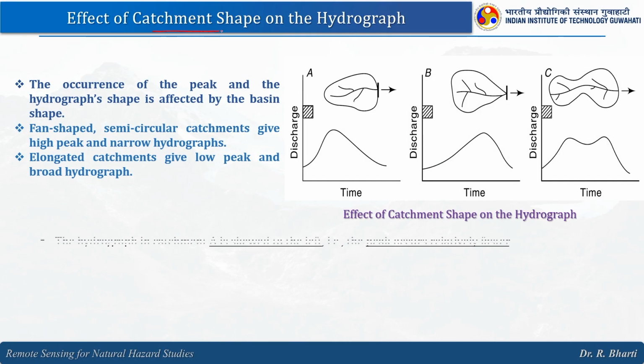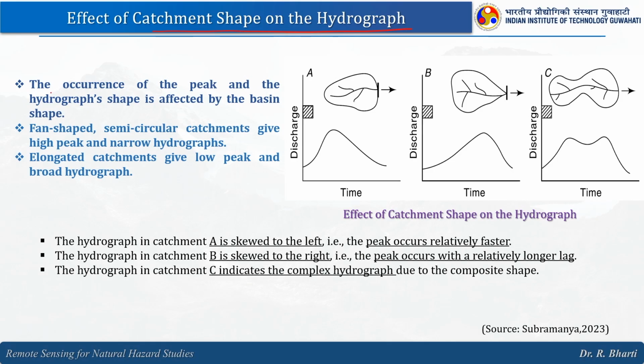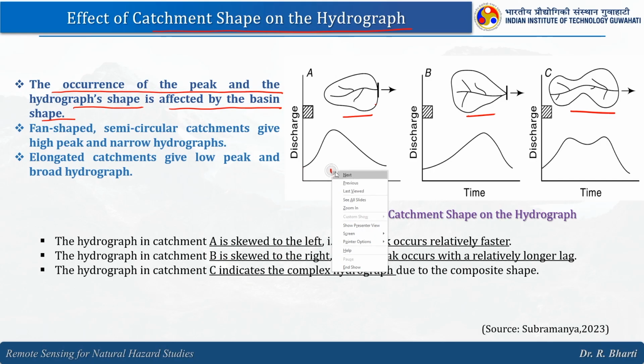Now, the effect of catchment shape on the hydrograph. The occurrence of the peak and the hydrograph shape is affected by the basin shape. Here you can see there are different shapes that have been given, right. If this is the shape, this kind of discharge is taking place. Here, when this is the shape, we have more tributaries and the shape is different. This is how the time is delayed for the peak discharge. When you have this shape, it has two peak discharges, right.